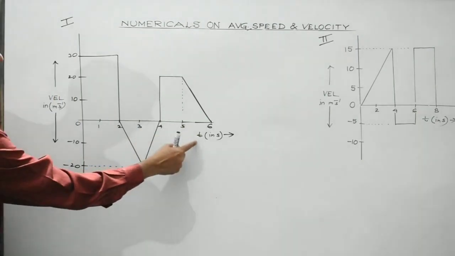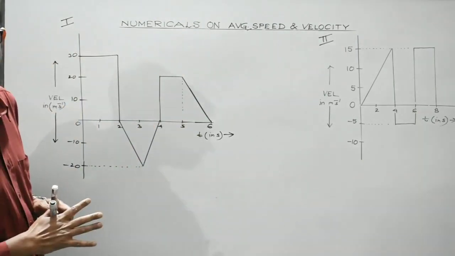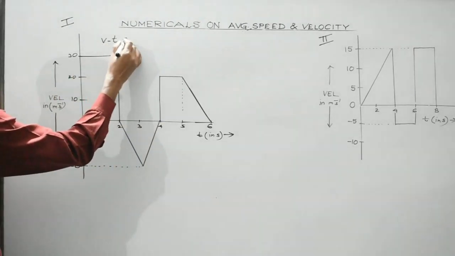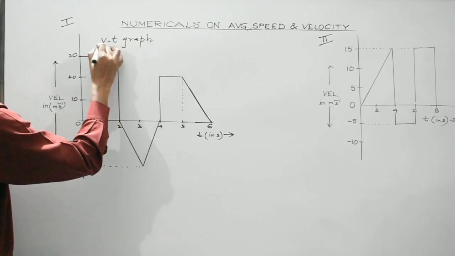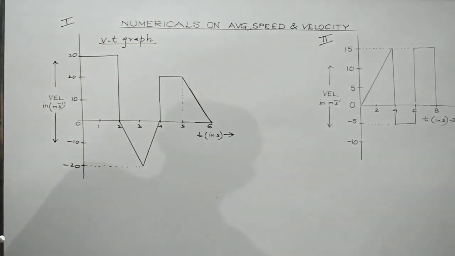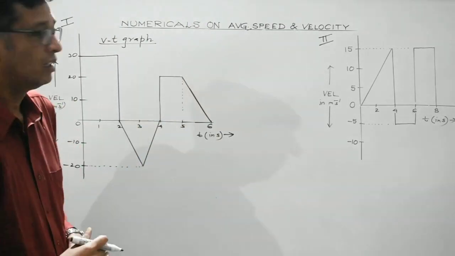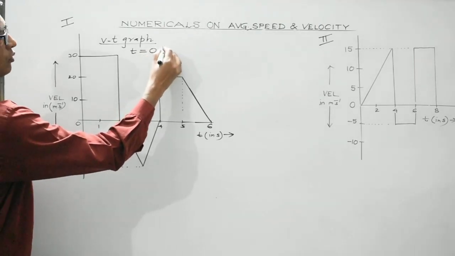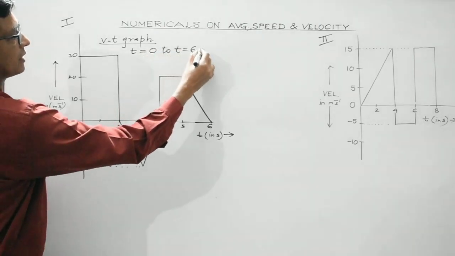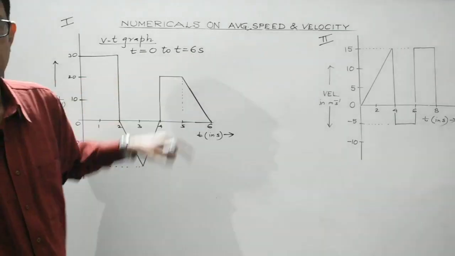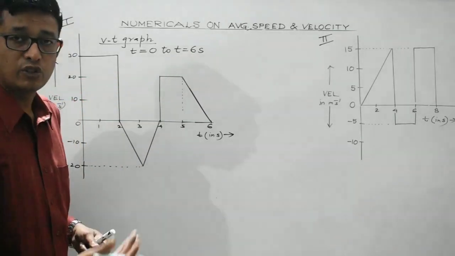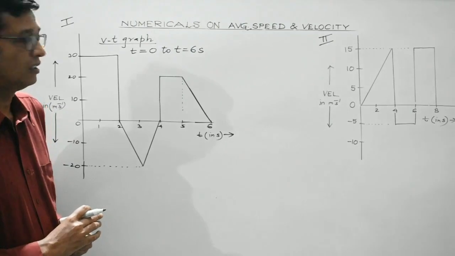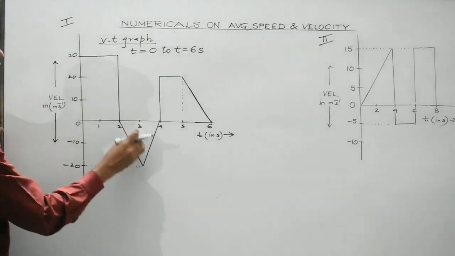The velocity time graph of a body is given. I repeat, it is the VT graph. VT graph of a body is given as shown in this board, right? We are supposed to find out the distance and displacement between the time interval t equals 0 to t equals 6 seconds. This is the time interval during which we intend to determine the distance and the displacement covered by the body, right? So, it can be divided into three parts, right?